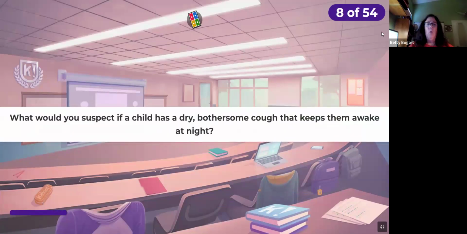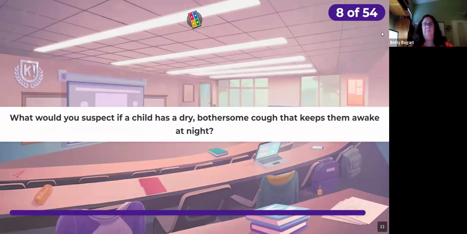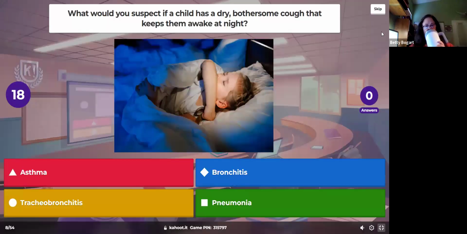Multi. What would you suspect if a child has a dry, bothersome cough that keeps them awake at night? I think it's the most annoying.